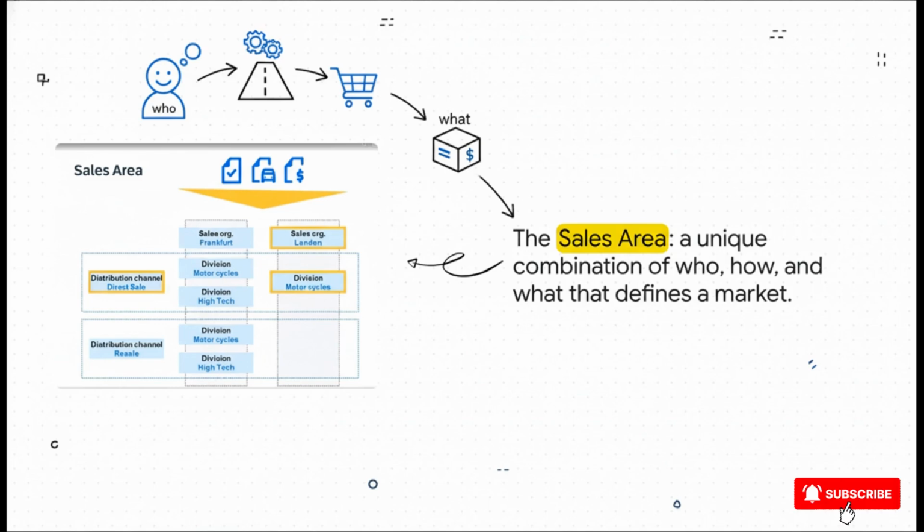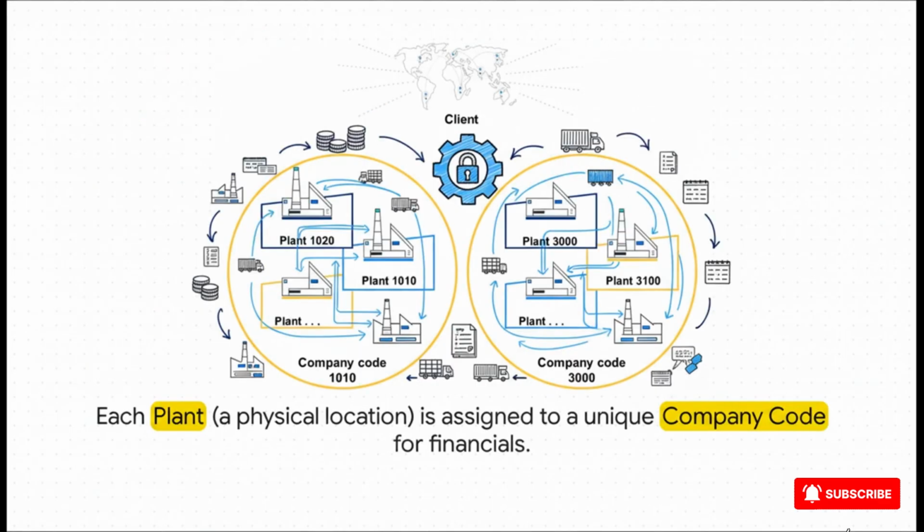It's this unique combination that defines a specific market you sell to. Every transaction, every customer gets assigned to a sales area. It's absolutely fundamental. Okay, so that's the business structure. Now let's connect it to the real world. That's where the plant comes in. A plant is a physical place, a factory, a distribution center, a warehouse. But here's the magic link. Every plant has to be assigned to one single company code. And that creates this unbreakable bond between your logistics, your physical inventory, and your company's financials.